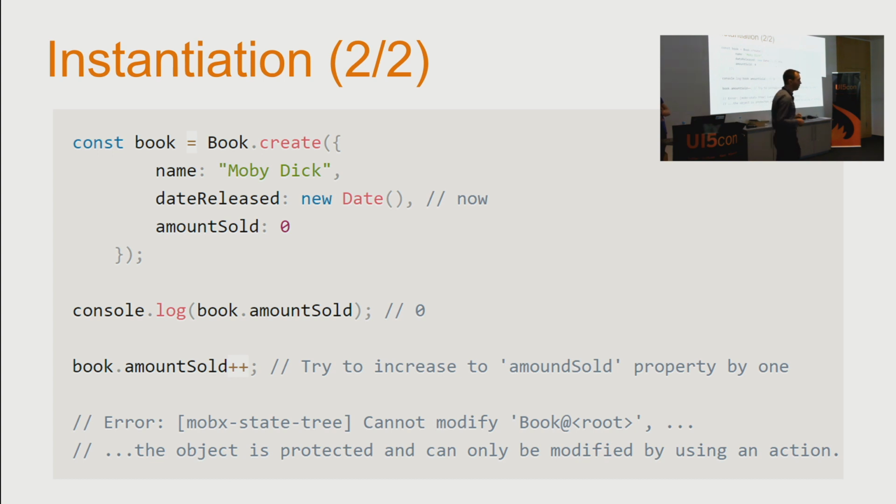So to prove the protected nature of the data, let's try to change the number of the amount sold. So it's 0 at the beginning, and I try to add it with 1. But what happens? It throws an error. So MobX State Tree said, I cannot modify book. The object is protected. It can only be modified by using an action. So it's safe. There's no way to change the amount sold property.